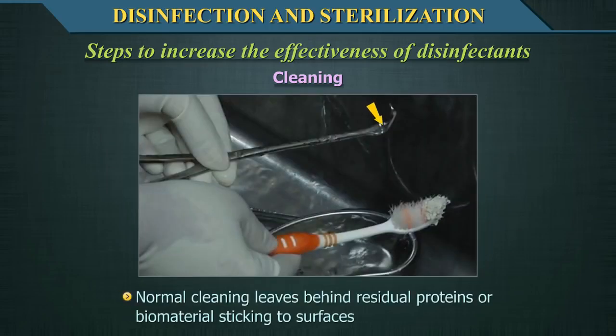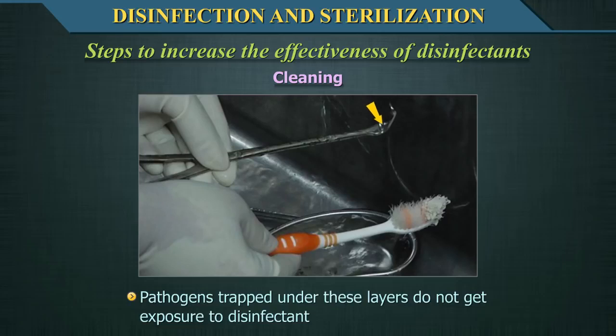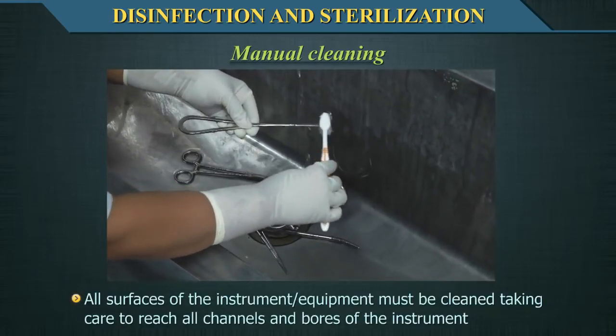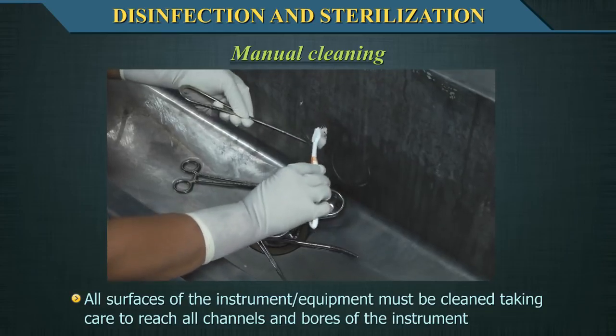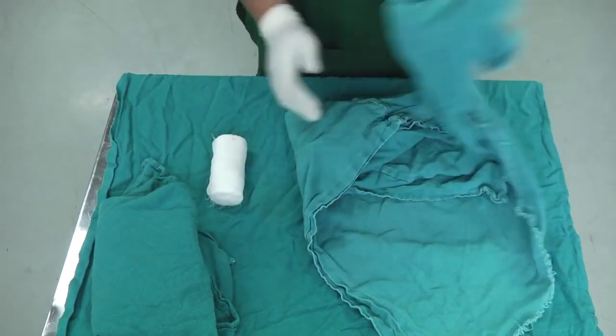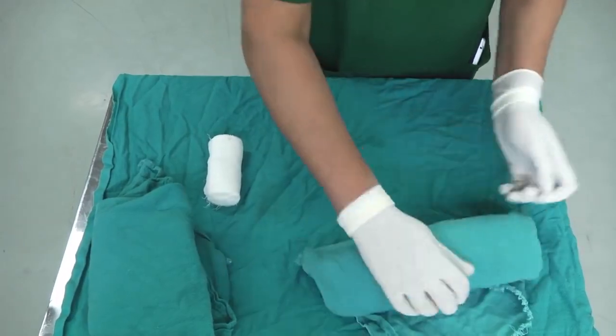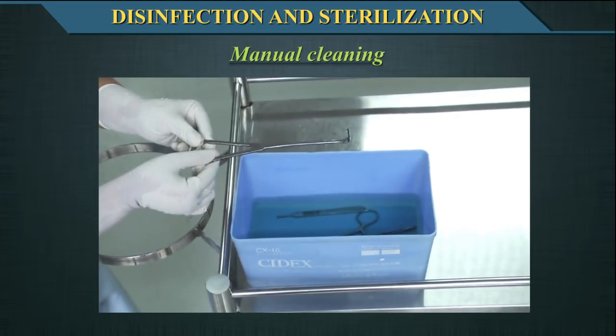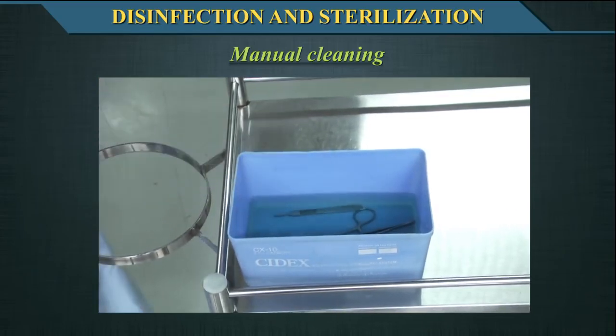It is found that normal cleaning leaves behind residual proteins or biomaterials sticking to surfaces, especially in lumens and hinges. Pathogens trapped under these layers do not get exposure to disinfectant and can lead to infection. Manual cleaning: all surfaces of the instrument or equipment must be cleaned, taking care to reach all channels and bores of the instrument. Dry the instrument in either a drying cabinet or hand dry with a clean lint-free cloth. Inspect to ensure the instrument is clean. Place the instruments in a high-level disinfectant, for example, Sidex.